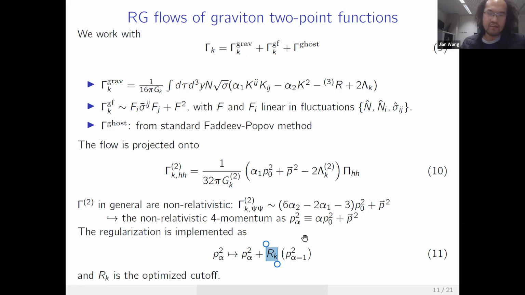That means if we set all the couplings alpha 1 and alpha 2 to be 1 in the effective action, then this regularization will just recover the type 1 regularization. And in this work, we work with the optimized cutoff function for the regulator function.